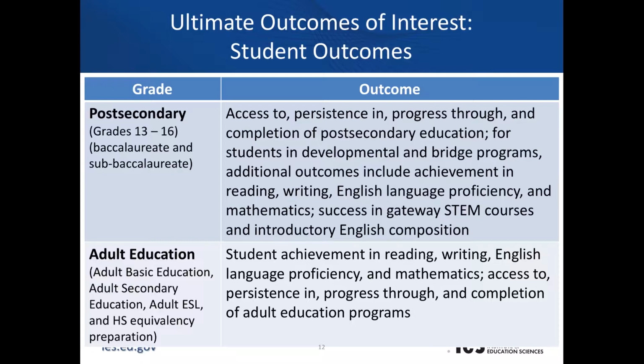And then we have adult education, students who are 16 years or above and outside the K-12 system are expected to be in such programs as adult basic education, adult secondary education, adult ESL, English as a second language, and high school equivalency test preparation, such as the GED, General Education Development Exam. For them, you can examine both access through completion, as well as achievement in reading, writing, English language proficiency, and math.